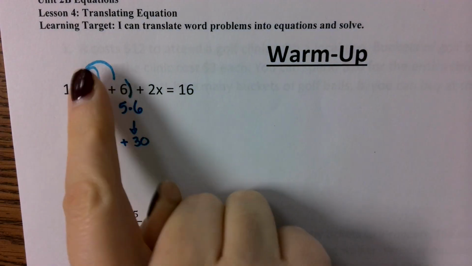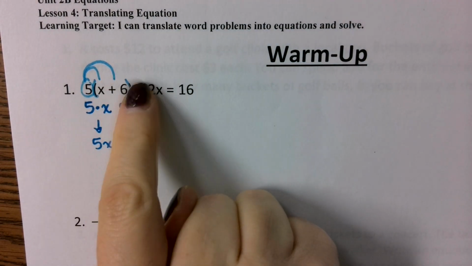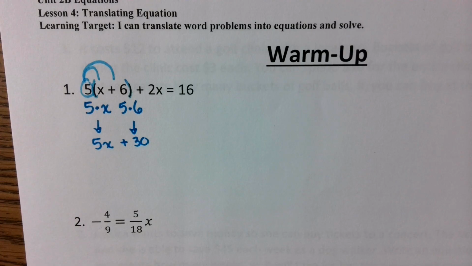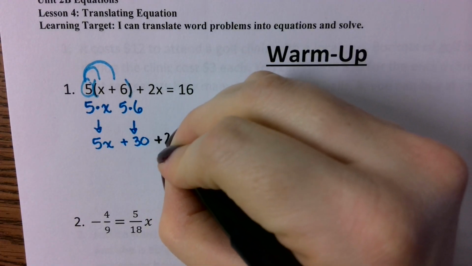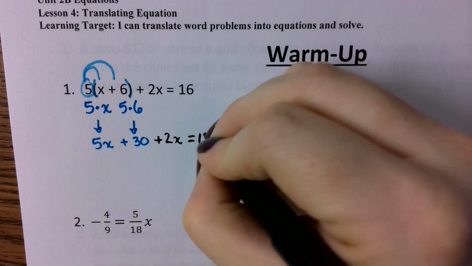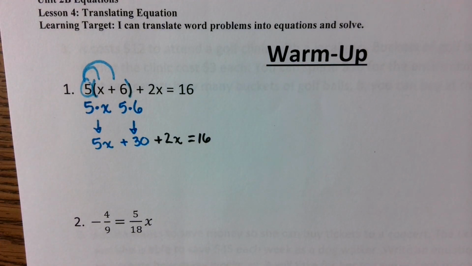Okay, so I used all of this information, but I still have other stuff that's left over, so that needs to come straight down, right? We still have a plus 2x and an equal 16. That needs to come down into the problem.